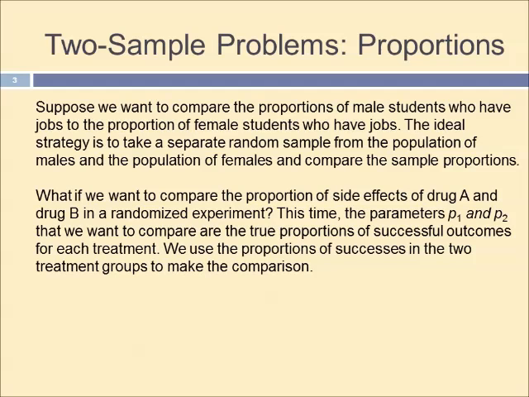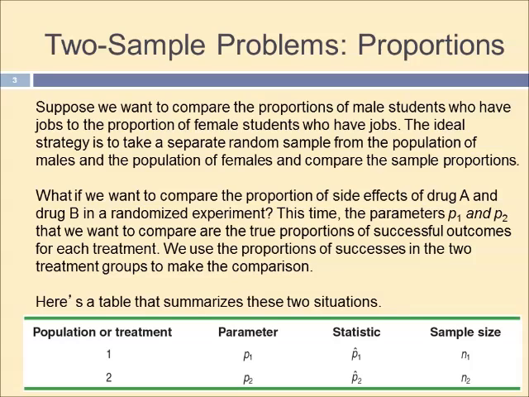What if we want to compare the proportion of side effects of drug A and drug B in a randomized experiment? This time the parameters P1 and P2 that we want to compare are the true proportions of successful outcomes for each treatment. We use the proportions of successes in the two treatment groups to make the comparison.